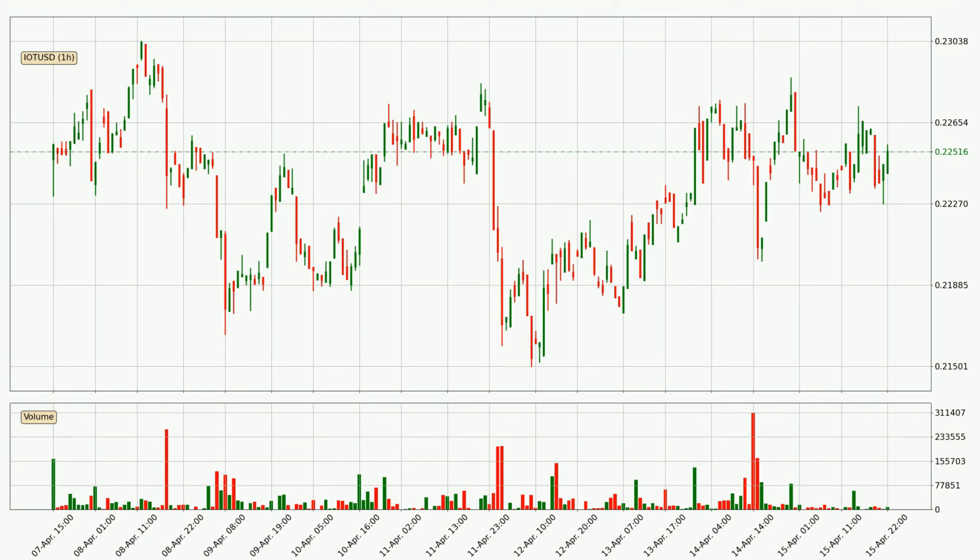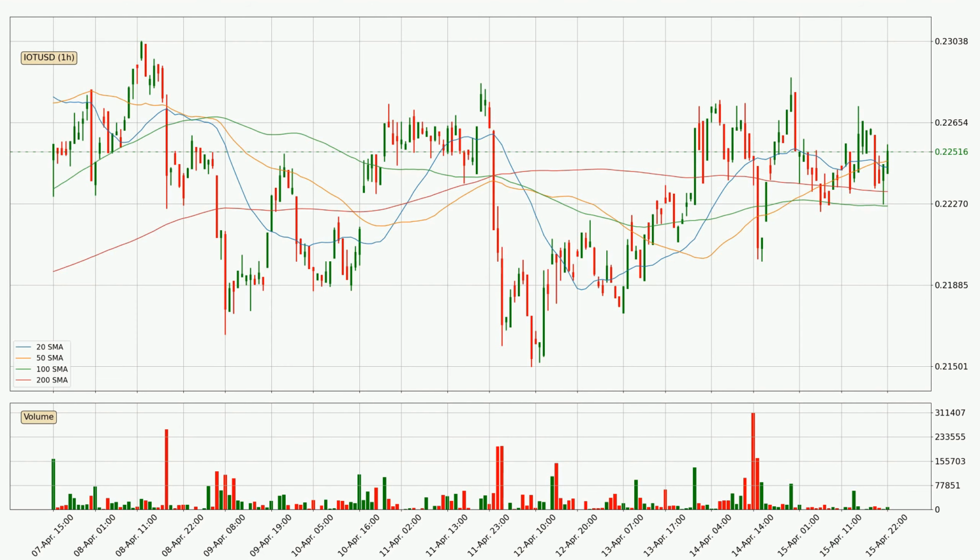Looking at the IOTA hourly time frame, the price moved only slightly to the downside with around 0.9% in the last 24 hours, with a current price of 22.5 cents. Jumping to the hourly simple moving averages, the price broke the 50 SMA to the upside, but the volume wasn't very high, which means it is not a very strong signal.